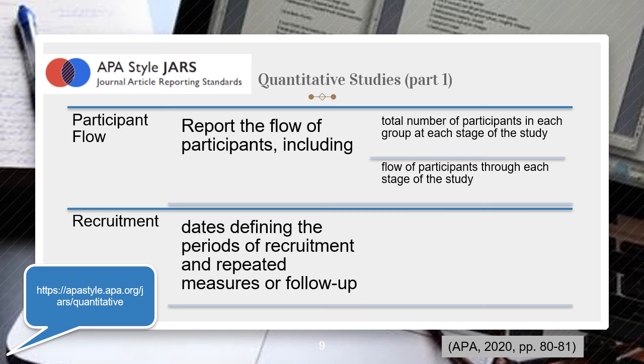Similarly, in the methods section, you may be including information about the recruitment. And if that hasn't been reported there, then you'll again want to ensure that in the results section you have key information about recruitment, such as dates defining periods of recruitment and repeated measures or follow-up.